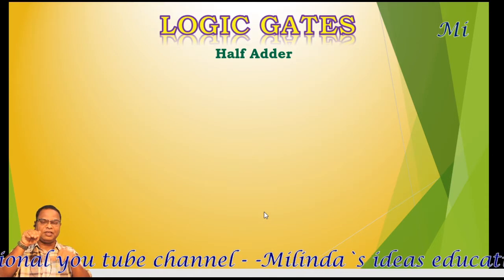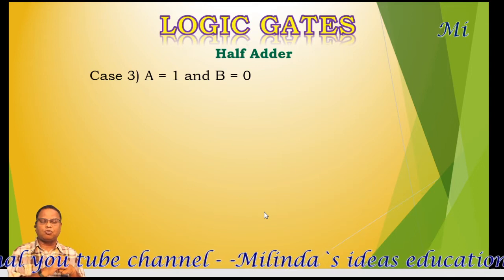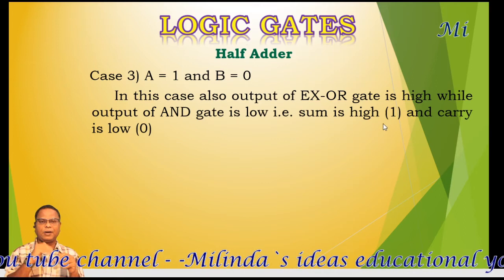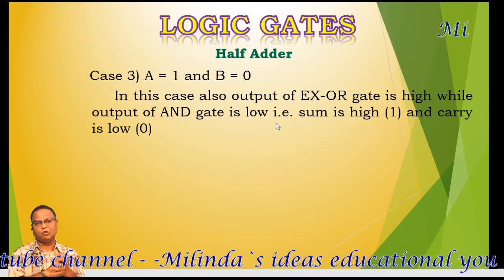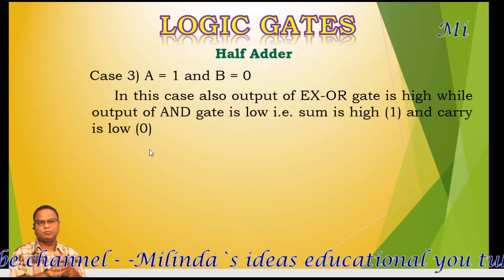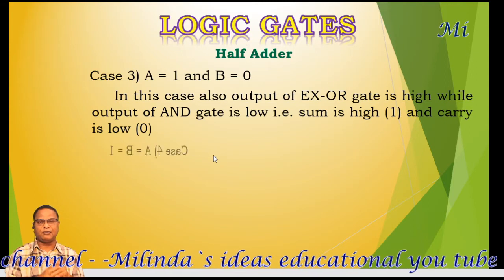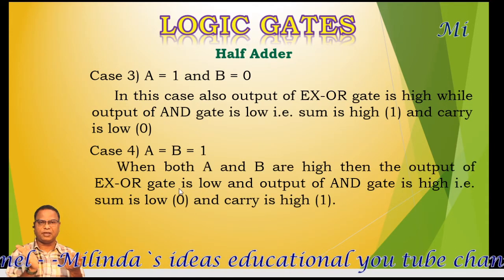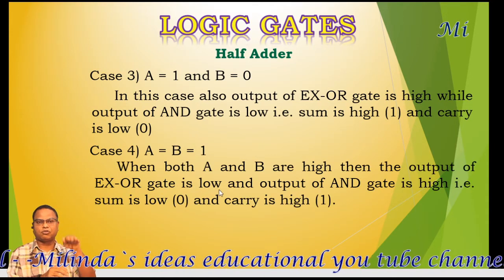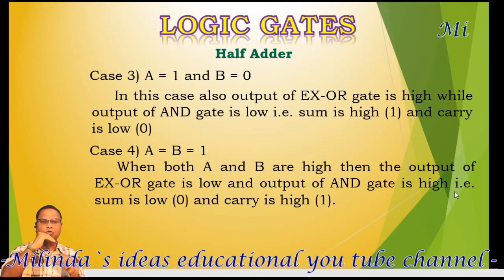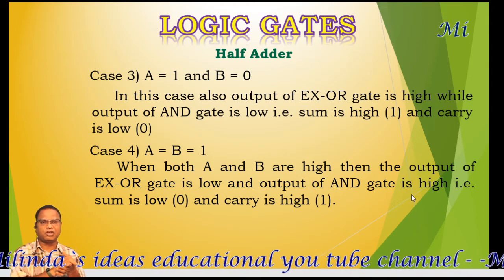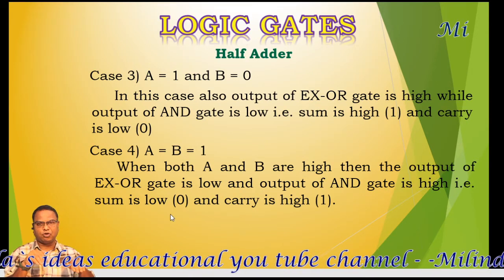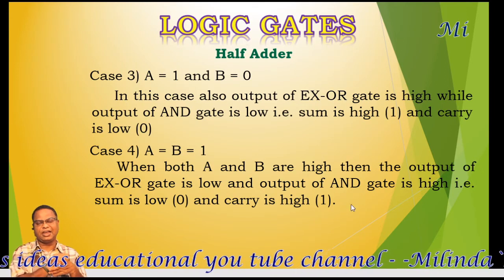When A is 1, B is 0, once again the output of XOR gate, that is sum, goes to high level, while the output of AND gate, that is carry, still remains low. So sum is 1, carry is low. But when both A and B are high, the output of XOR gate is 0 because the inputs are same. So sum goes to low level. But the output of AND gate is high because both inputs are high. That means carry is 1. So when both inputs are high, sum goes to 0 while carry goes to 1, high level.